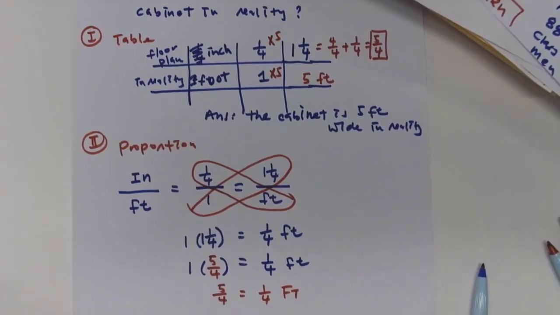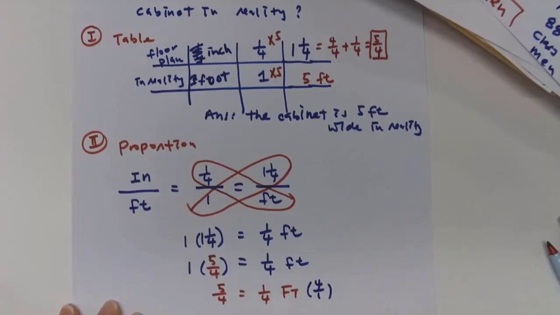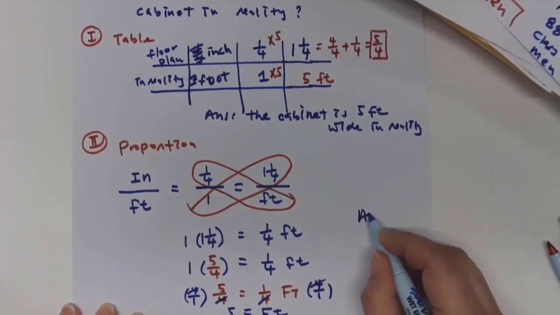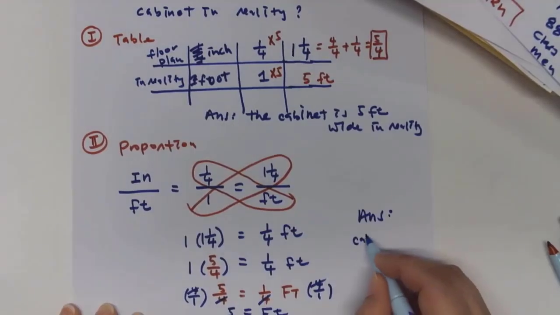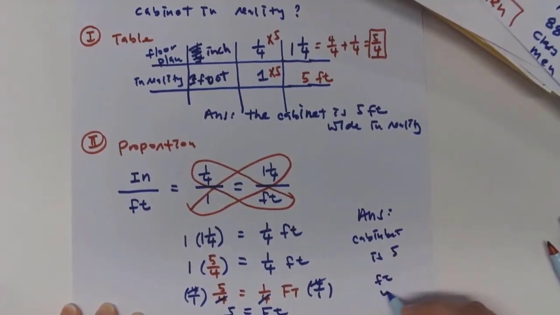So how do we solve something like that? I want to get rid of the divided by 4. You can multiply 4 over 1 the opposite both sides. This got cancelled. And this got cancelled equal to 5. Same answer, right? The answer is the cabinet is 5 feet wide. Are we okay?